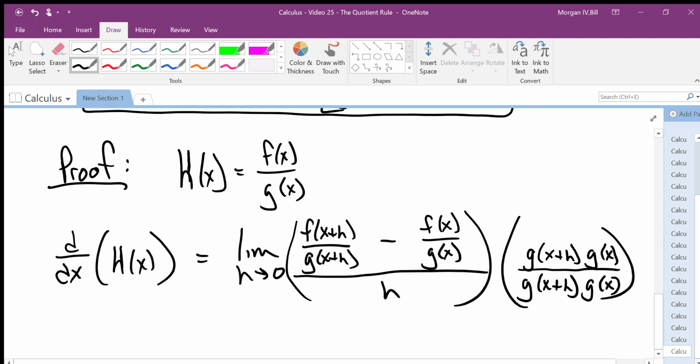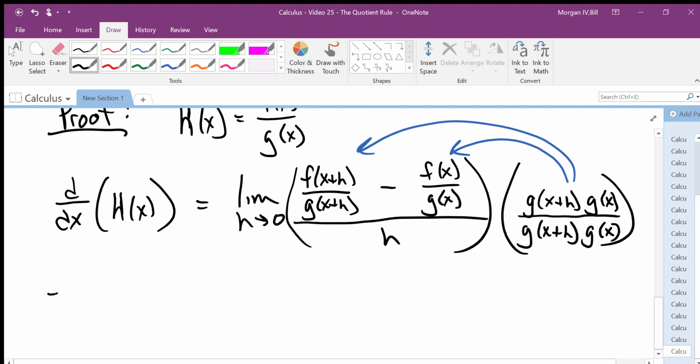Doing so, in the numerator, what you're doing is you're picturing g of x plus h times g of x being distributed to both of these terms. When we distribute g of x plus h times g of x to the first term, f of x plus h over g of x plus h, the g of x plus h's cancel. And we get this.